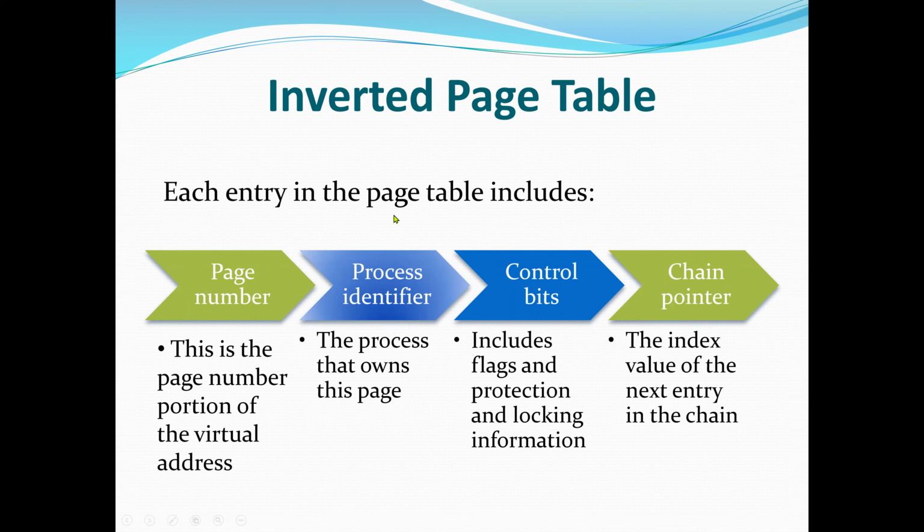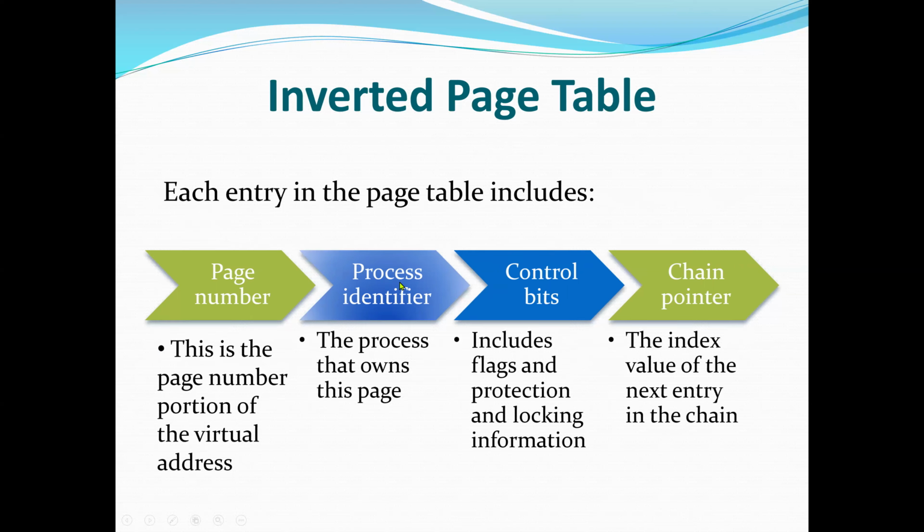Now, inverted page: here we say that each entry in the page table includes the following. We have the page number, the process identifier, control bits, and also the chain pointer. The process identifier is the process that owns this page. The combination of page number and process identifier normally identifies a page within the virtual address space of a particular process.